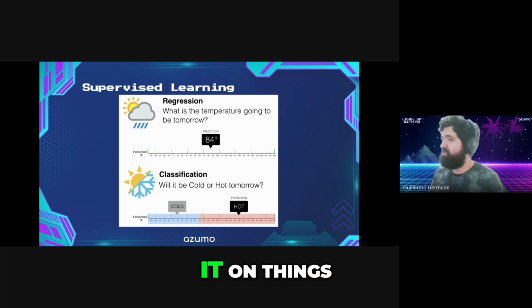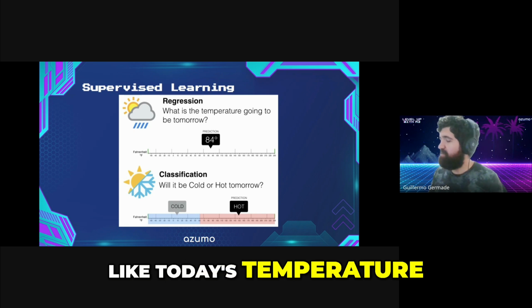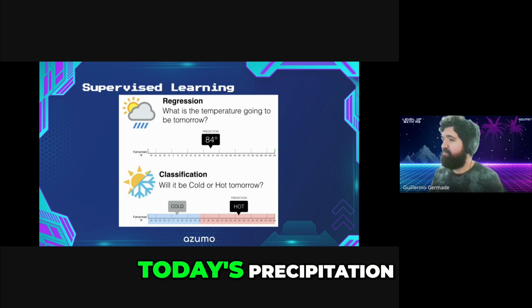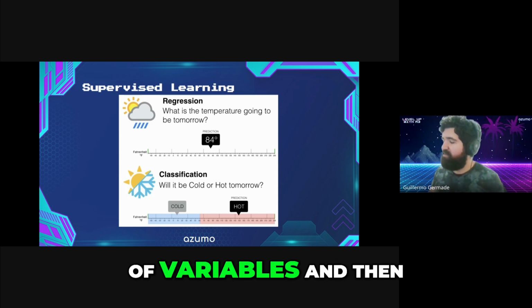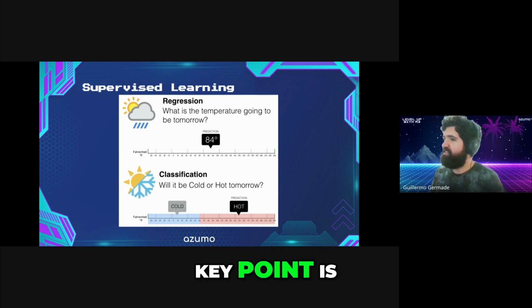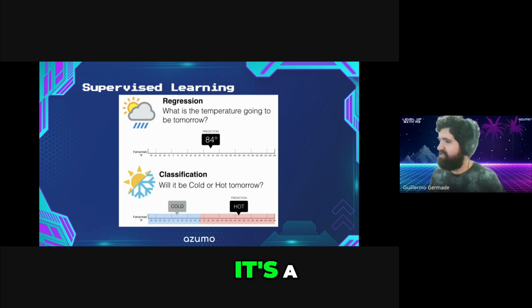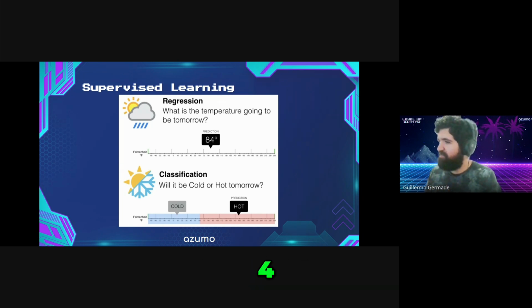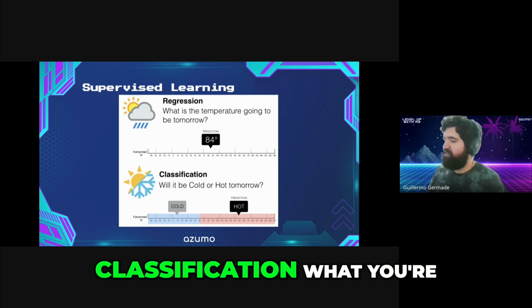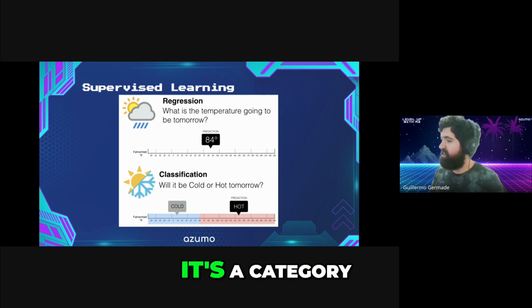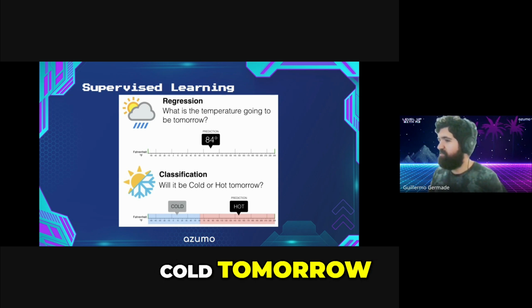You might base it on things like today's temperature and today's humidity, today's precipitation. You could use a set of variables, and then you're going to try to predict what is tomorrow's temperature. But the key point is that tomorrow's temperature is a number. It's a precise number. It could be 84, it could be 84.5. Whereas in classification, what you're trying to predict is not a precise number, it's a category. So is it going to be hot or cold tomorrow?